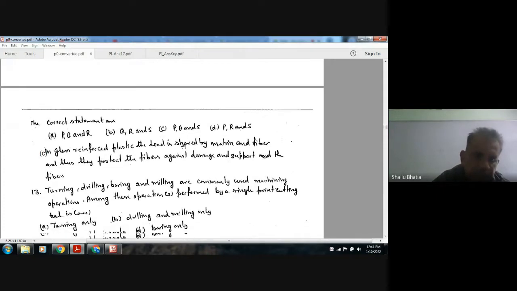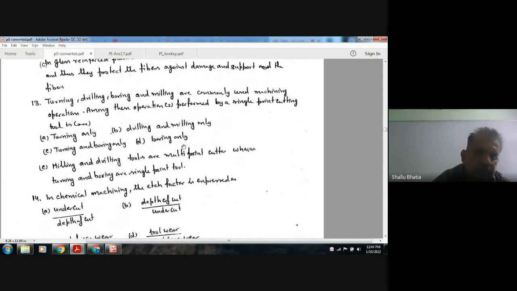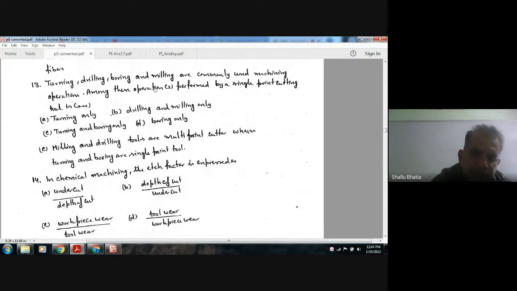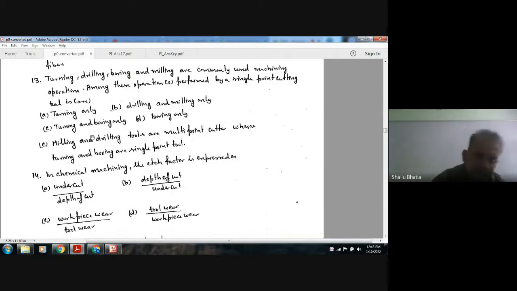Okay. Next, turning, drilling, boring, and milling are commonly used machining operations. Among these, the operations performed by a single point cutting tool are: A, turning only; B, drilling and milling only; C, turning and boring only; D, boring only. Both turning and boring can be performed using a single point tool, but drilling and milling need a multiple point tool. Okay, so the answer is C.